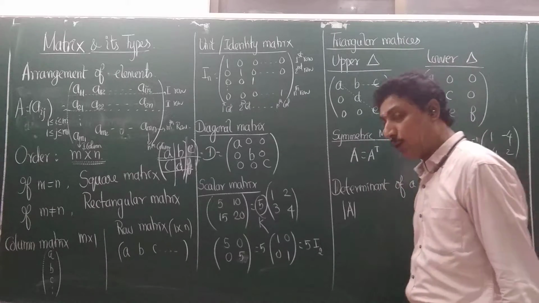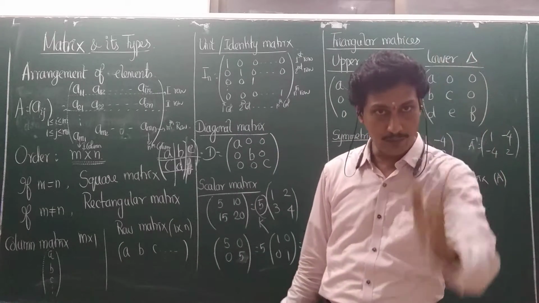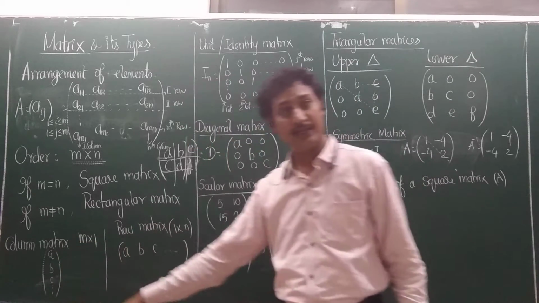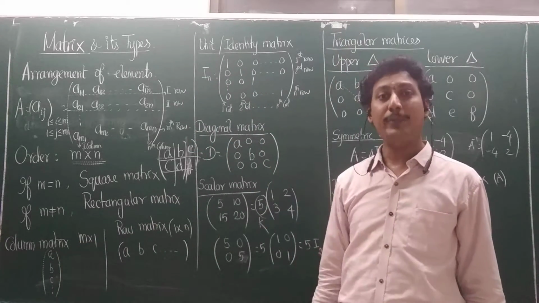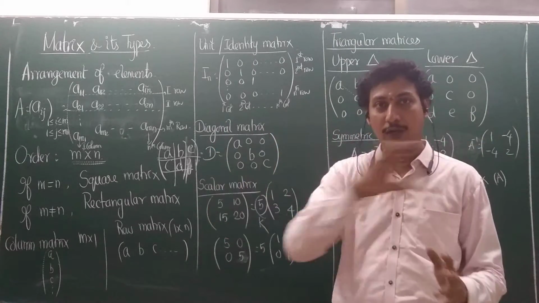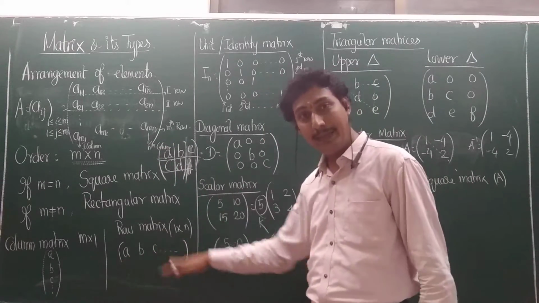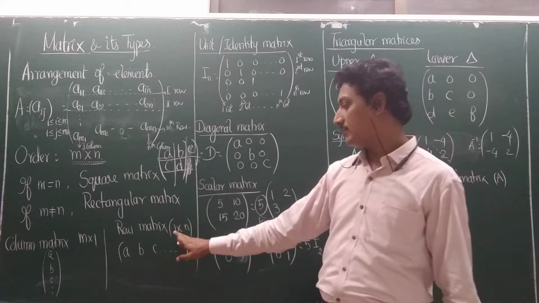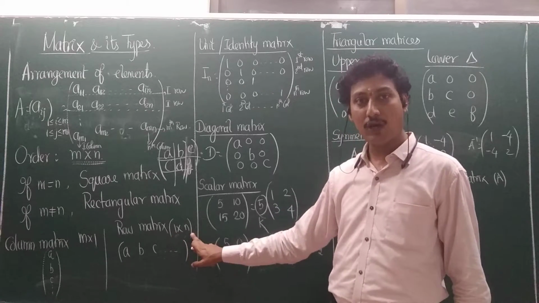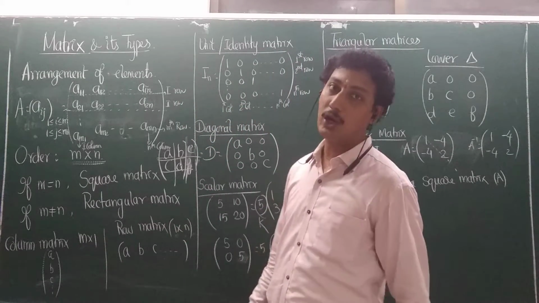Now, what other types of matrices? Column matrix. Column means only one column, with many rows, m number of rows: a, b, c, d, etc., but only one column vertically. What about the row matrix? Row means horizontal. A row matrix contains only one row but many columns: a, b, c, d, etc. Only one row but many columns. So this is called a row matrix: one row into any number n of columns. A column matrix has any number of rows but only one column. So it is called a column matrix.